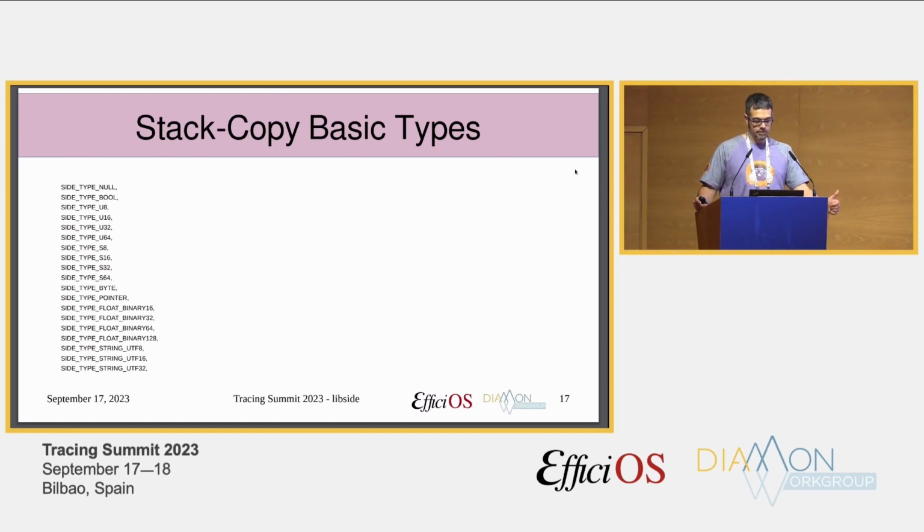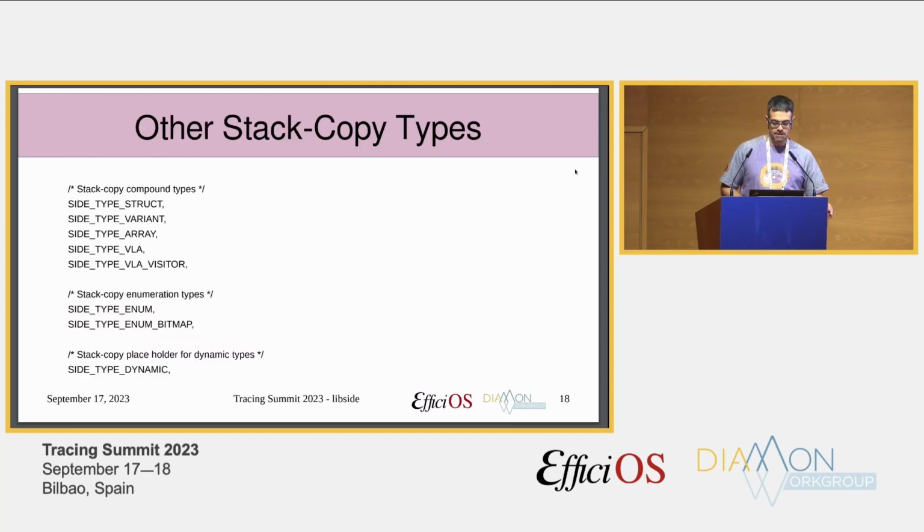So we have the basic types that are copied on the stack. We can see there, so a null, Boolean type, the signed and unsigned integer, the byte, the pointer, floating point, fixed size, and then the UTF-8, 16, and 32 strings. We have also compound types, structure, variant, arrays, variable length arrays. We have the enumeration type. We also have the enum bitmap. So this is really a bitmap where each bit has a name. So if the bit is enabled, that name gets shown, let's say, by the tracer. So this is a fairly common pattern in the way the Linux kernel trace points are used.